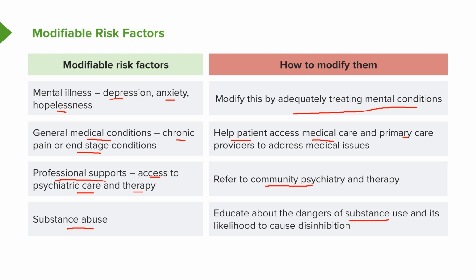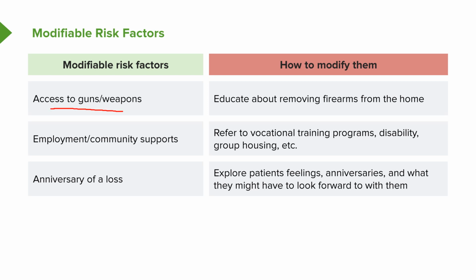So ask them about access to guns, because you can educate about removing firearms, or removing all of these dangerous weapons from the house so that they don't have access to them. You could ask them about employment and community support, because if they don't have employment, you can refer them to training programs, or programs that have support for the disabled, or that have available housing for those people who are vulnerable.